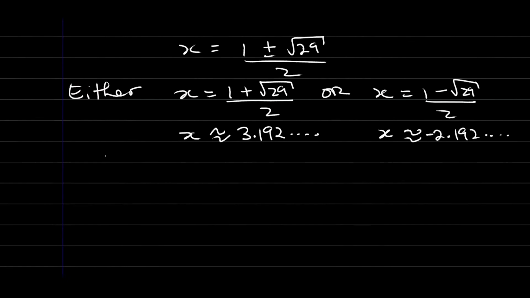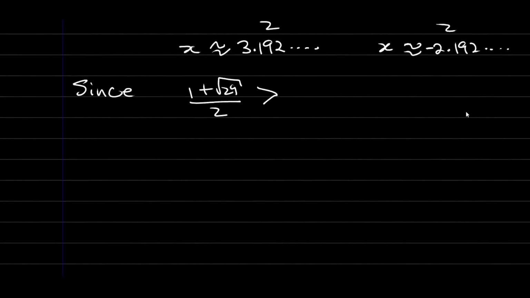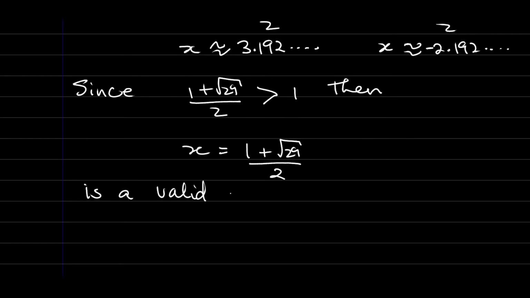All right. So since 1 plus the root of 29 over 2 is greater than 1, and the solution region that we have is greater than 1, then x equal to 1 plus root of 29 over 2 is a valid solution. Right? And that's it.